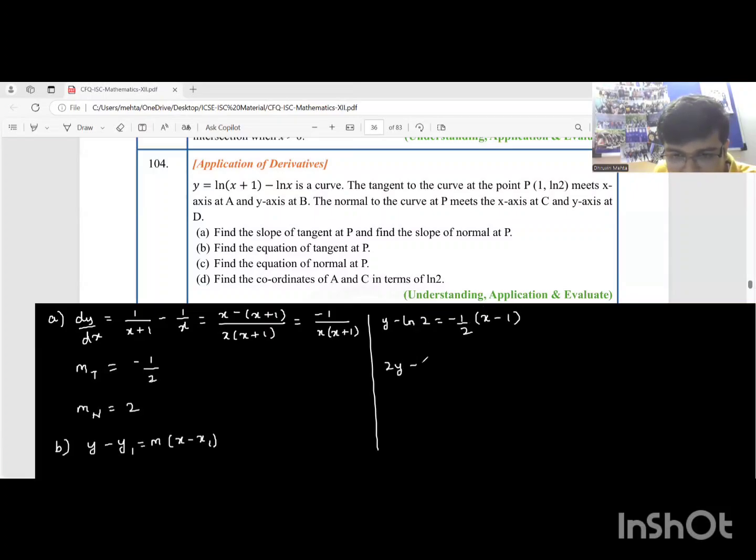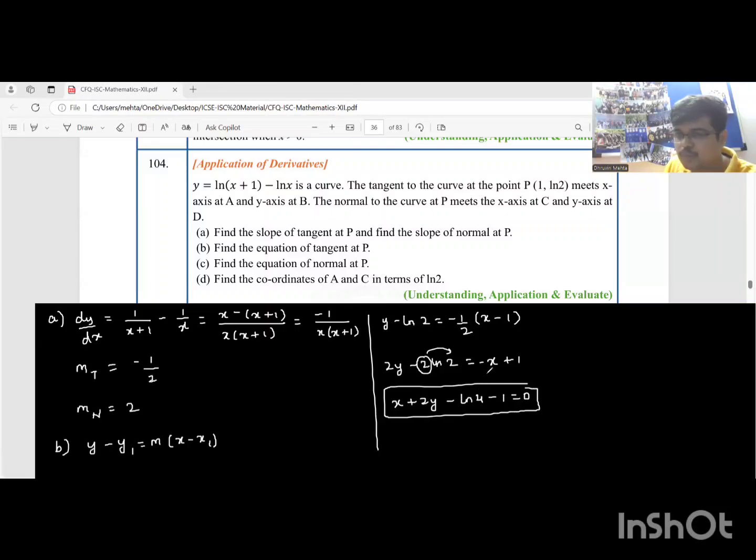When you cross multiply, we have 2y minus 2 ln 2 is equal to minus x plus 1. You take everything on the same side: x plus 2y minus. The maximum you can do is you can take this 2 in the power, you can write it as ln of 2 square, which is 4, and that minus 1 is equal to 0. This is the equation of tangent.